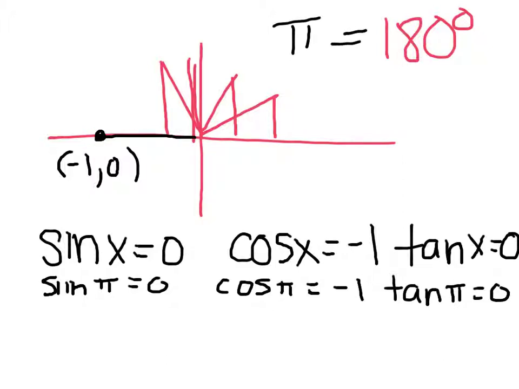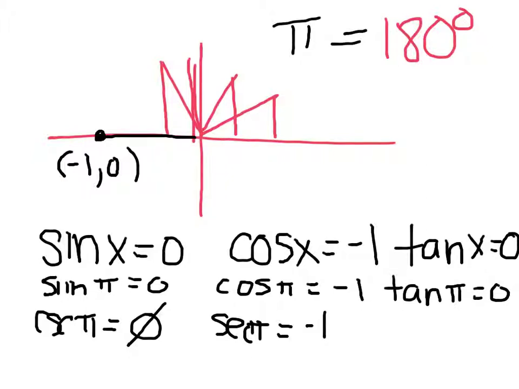And if I want to find the reciprocal functions, cosecant of pi, if I flip 0 over, that's undefined. Secant of pi, if I flip -1 over, it's still -1. And cotangent of pi, if I flip tangent over, 0 flipped over is undefined.